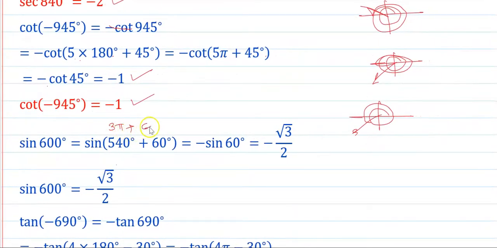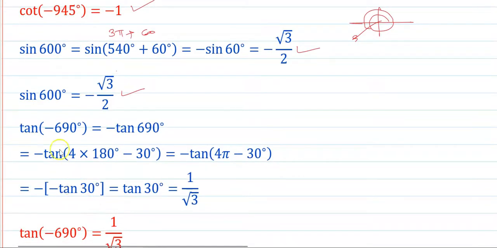3 pi plus 60. Function remains as it is. Signs are signed. It goes in the third quadrant. Therefore, sine 60 is root 3 by 2, and hence sine of 600 is equal to minus root 3 by 2. Next, tan of minus 690. Again, tan of minus theta is minus tan theta.